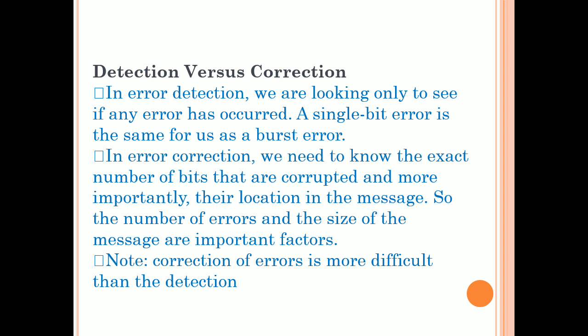Here we can note one thing: correction of errors is more difficult than detection. This is because during correction, we need to know the exact number of bits and their location, which makes it difficult to determine the location and find the error.